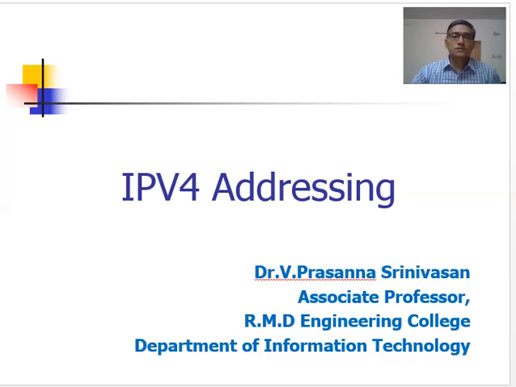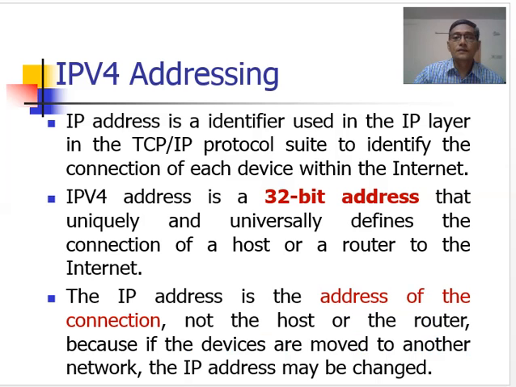Today we will learn about the IP version 4 addressing scheme. An IP address is an identifier used in the IP layer of the TCP/IP protocol suite, which is used to identify the connection of each device within the internet. This IP version 4 address is a 32-bit address that uniquely and universally defines the connection of a host or a router to the internet.